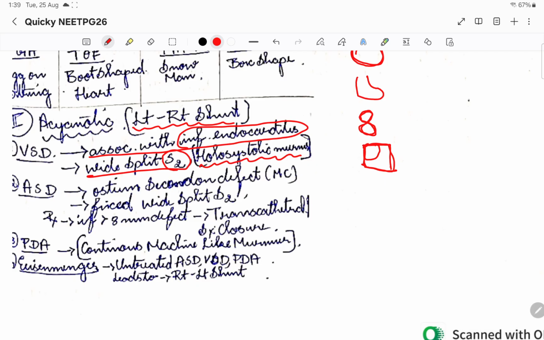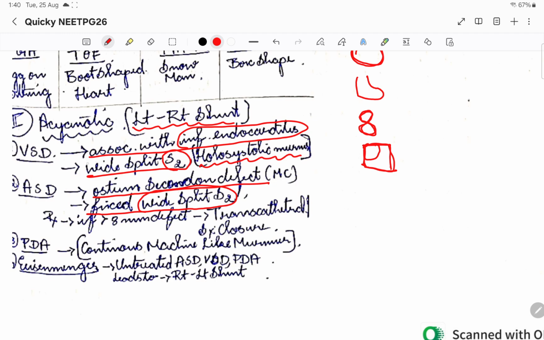Okay, then coming to ASD, it is the ostium secundum defect. You know that, right? I was telling you about how the atrial and atrioventricular septums form. In the atrial septum, it is the septum primum and septum secundum that form the membrane between the 2 atria. If there is a defect in that, ostium secundum is the defect that is most common, which will lead to ASD. Here the murmur will be a fixed wide split. There it was wide split, but it is fixed wide split here with respect to ASD.